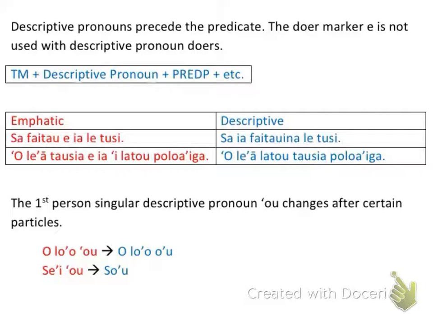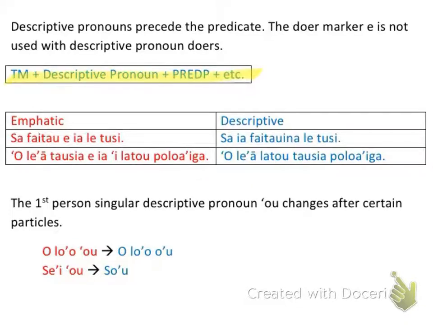Okay, the difference here is that the doer marker E is not used with descriptive pronoun doers. So if I am using transitive verbs in the emphatic way, I need to use an E that marks my doer, and you can learn that from my transitive video. But if I'm using descriptive pronouns, I don't need to mark my doer with an E, okay? And the reason is that my descriptive pronoun and my predicate phrase will separate the subject and the object. Let's go over this really quick.